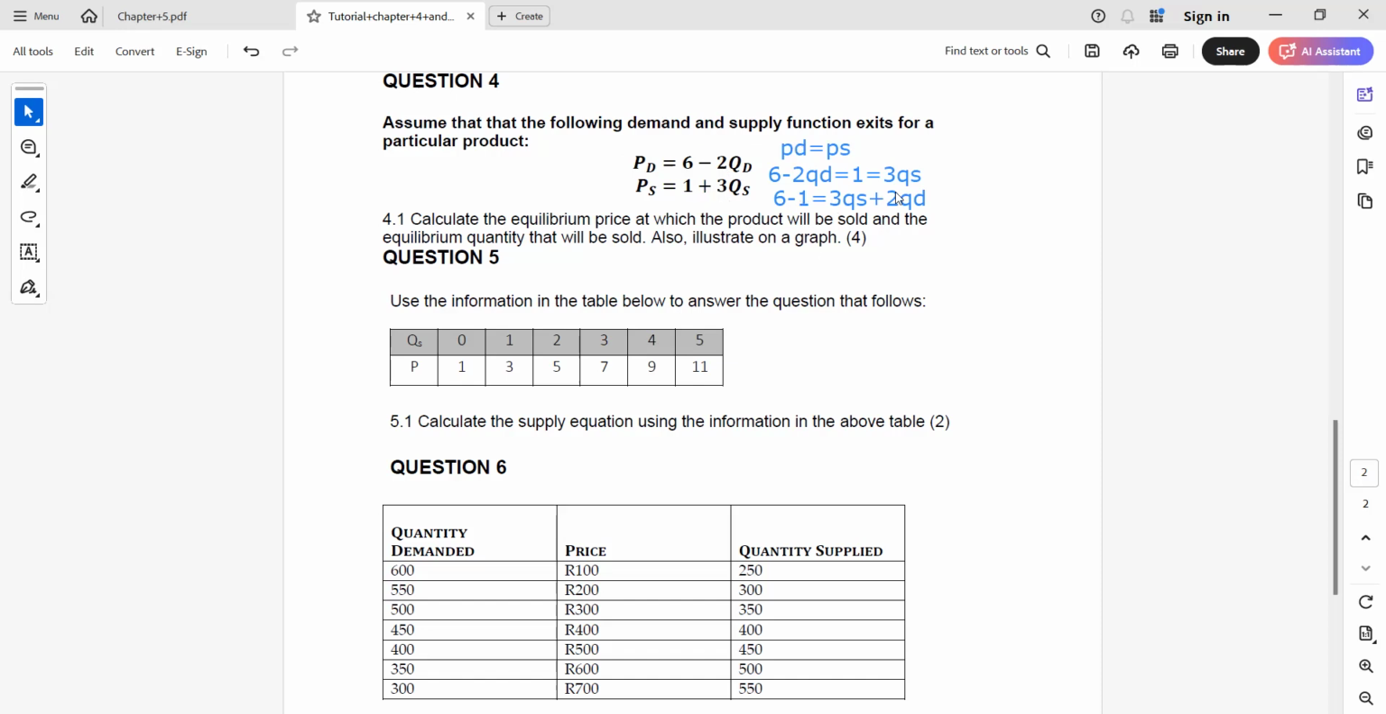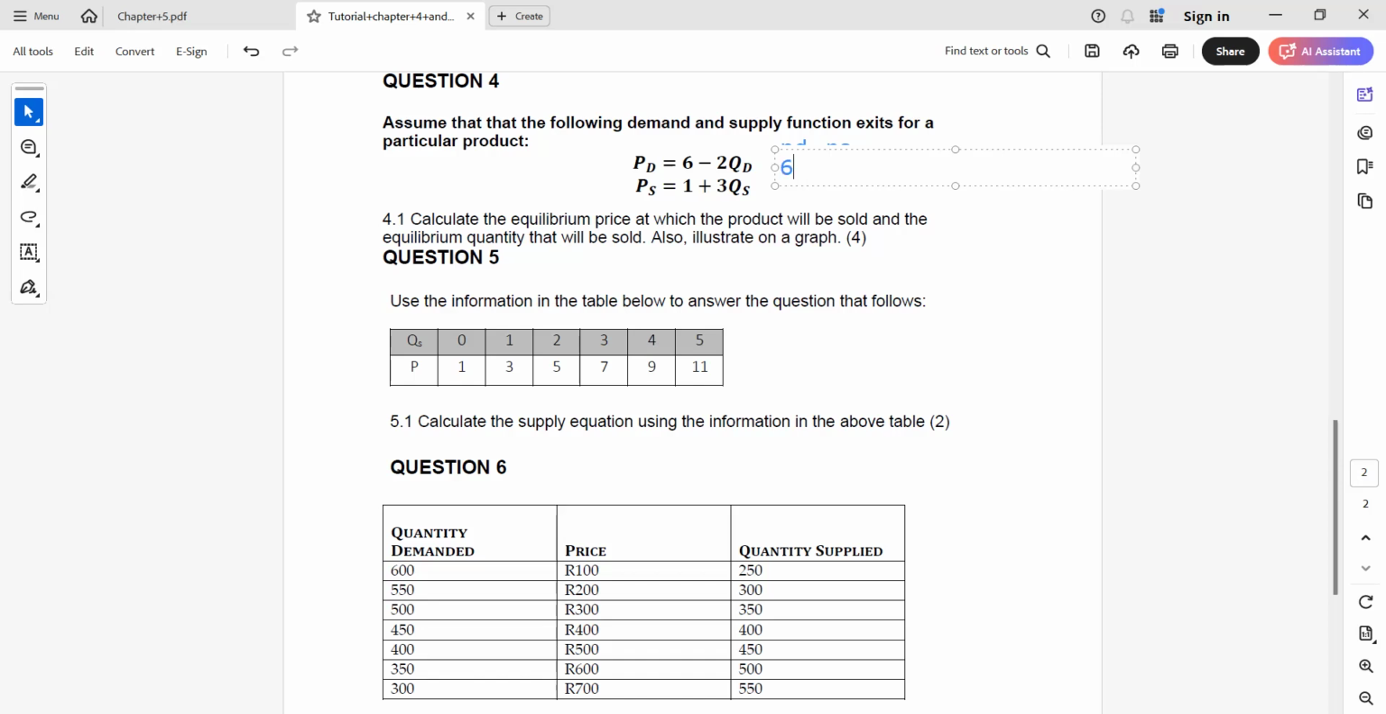So here you are equating your equations. Here is supposed to be 1 plus 3 QS. It's going to be 6 minus 1, because we transposed the 1, which was positive, so it becomes negative, equals 3 QS, and then the 2 is positive, so if you transpose it, it's going to be negative.